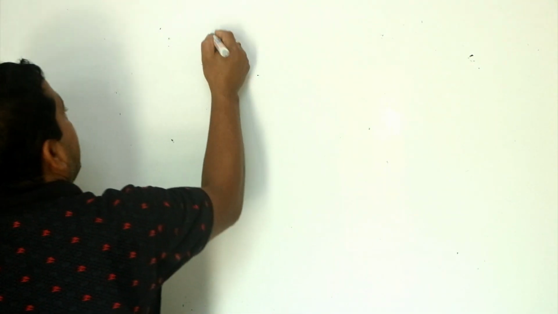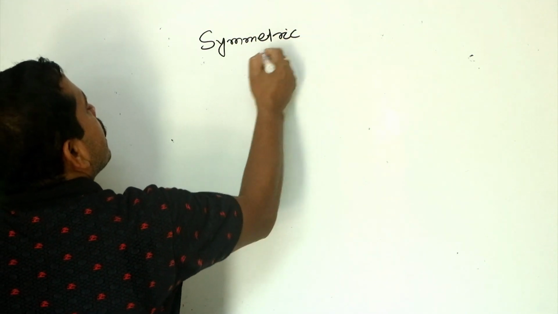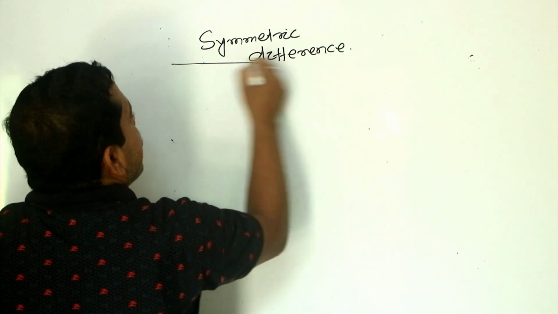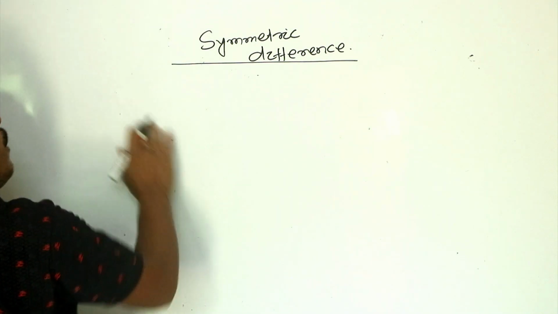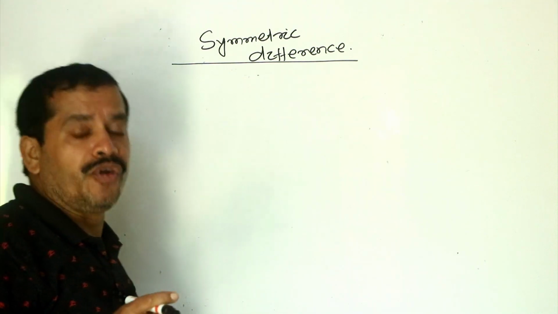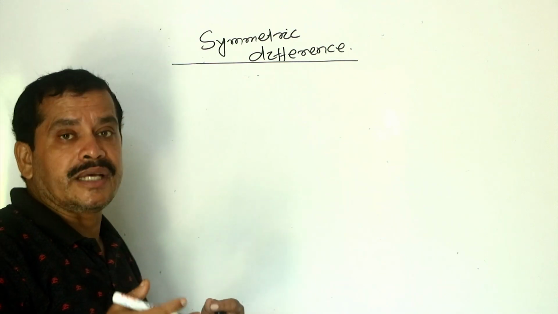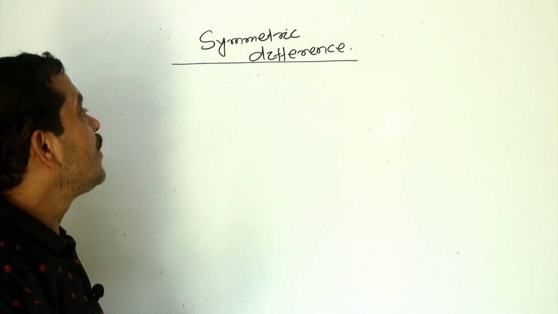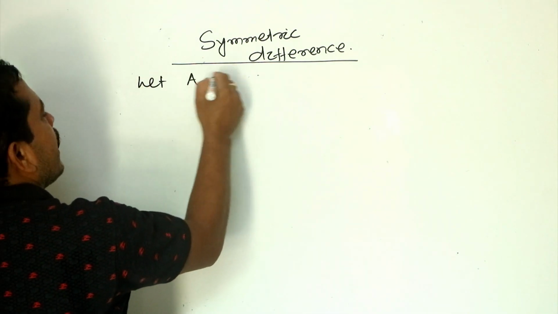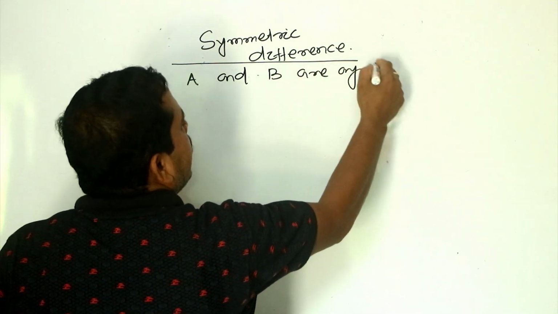Next, symmetric difference. In the next class we will solve some problems on this article. First you prepare yourself, go through the theory, and see the examples in the textbooks thoroughly. In the next class we shall discuss problems on set theory. Set difference. Let A and B be any two sets.